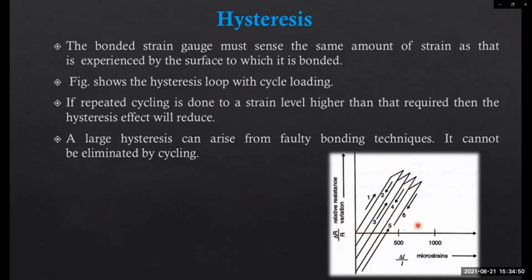This is in micro strain. Over here is the change in resistance divided by the actual resistance, and micro strain is the change in length divided by the actual length, or simply strain. If repeated cycling is done to a strain level higher than required, then the hysteresis effect will be reduced. A large hysteresis can arise from faulty bonding technique. It cannot be eliminated by cycling. If there is a fault in our bonding, then we cannot eliminate it by cycling, or by the number of turns of the input.